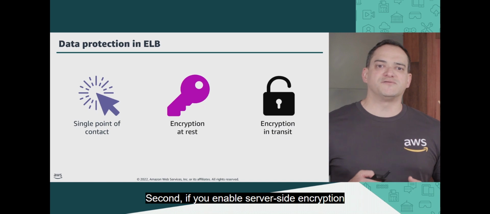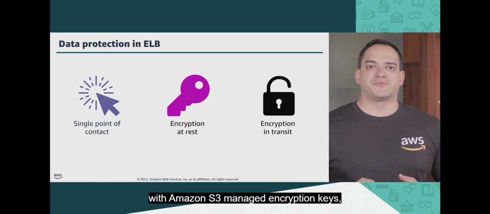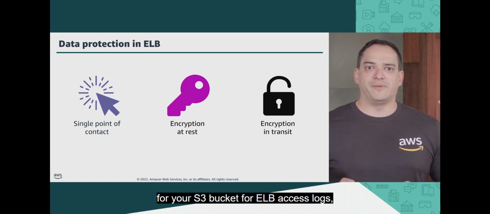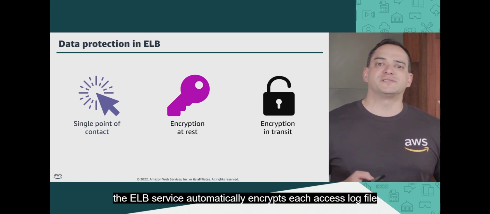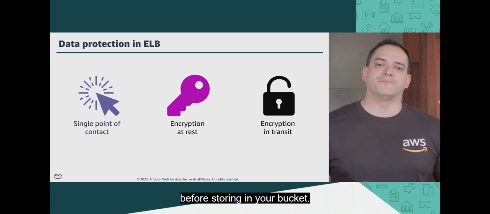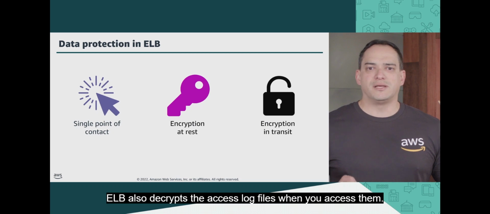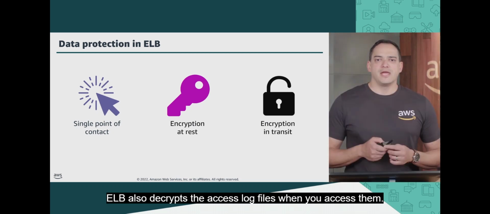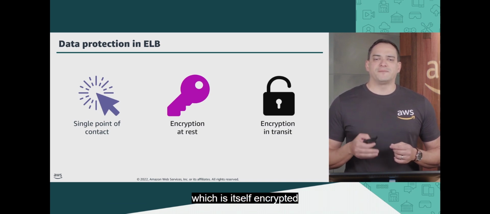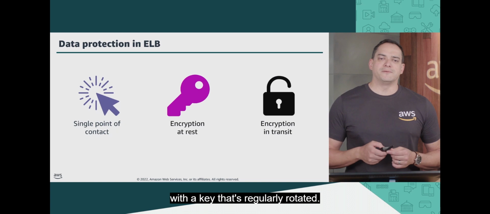Second, if you enable server-side encryption with Amazon S3 managed encryption keys, also known as SSE-S3, for your S3 bucket for ELB access logs, the ELB service automatically encrypts each access log file before storing it in your bucket. ELB also decrypts the access log files when you access them. Each log file is encrypted with a unique key, which is itself encrypted with a key that's regularly rotated.